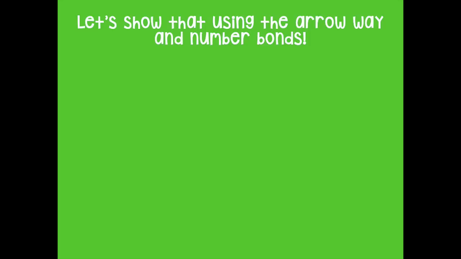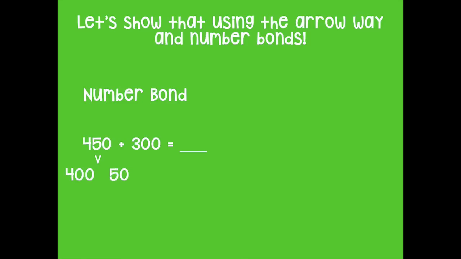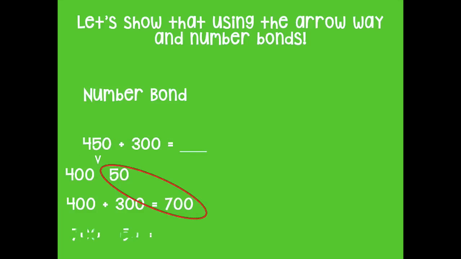Let's show that using the arrow way and number bonds. So here we're going to start with the number bond first. So we have 450 plus 300. So I want to break apart this 450 into just my hundreds. So then I'll have 400 and 50. Then I can easily add my hundreds. So 400 plus 300 equals 700. And then I have to add back my 50 from before. So 700 plus 50 equals 750. So using the number bond strategy, 450 plus 300 equals 750.